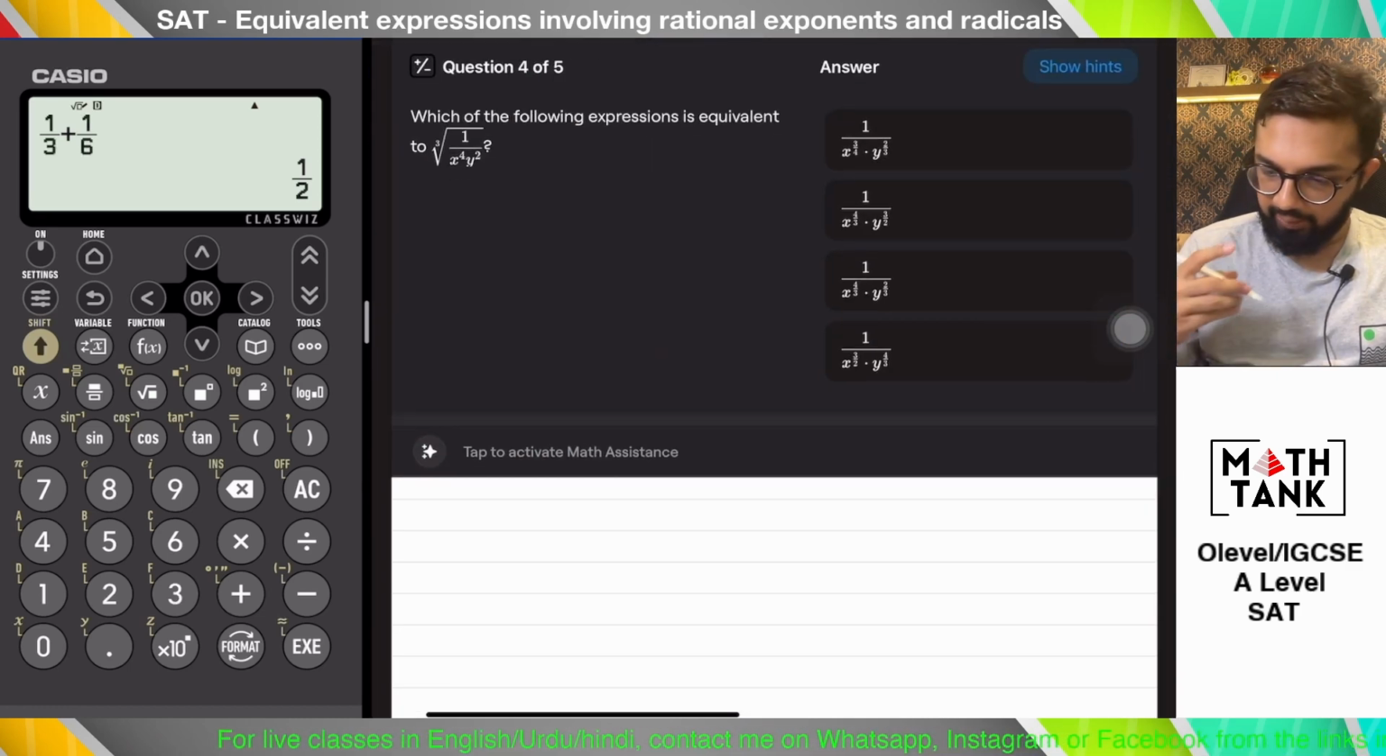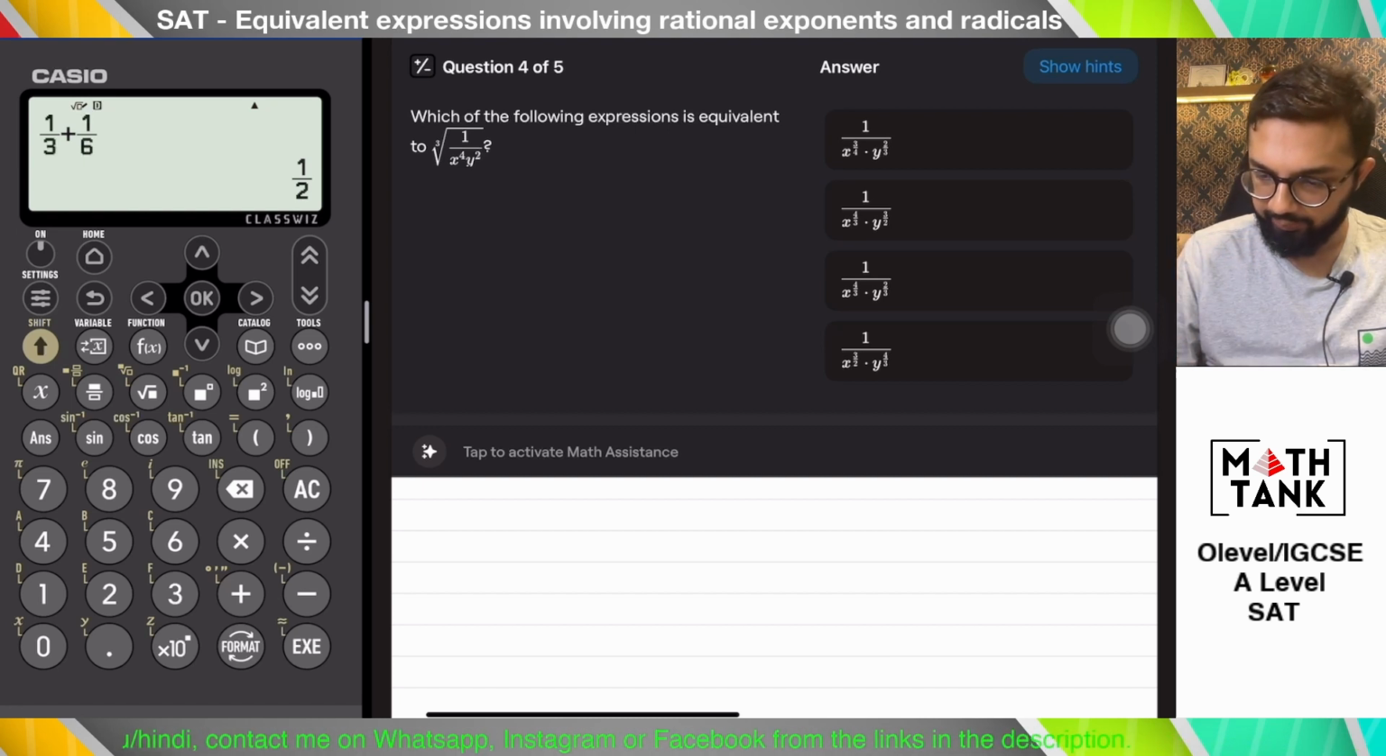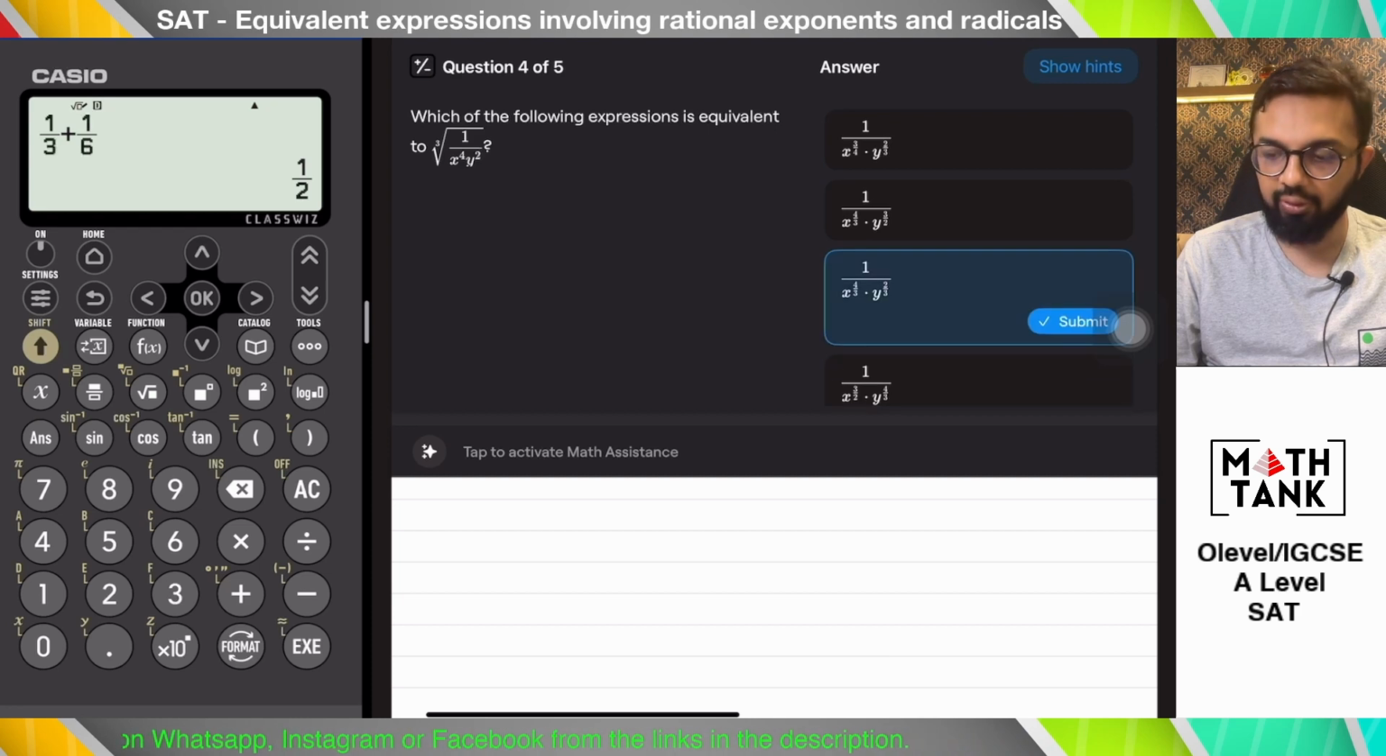Then which of the following expressions is equivalent? I just see power 1 over 3 being applied, so 4 over 3 and 2 over 3 in the denominators.